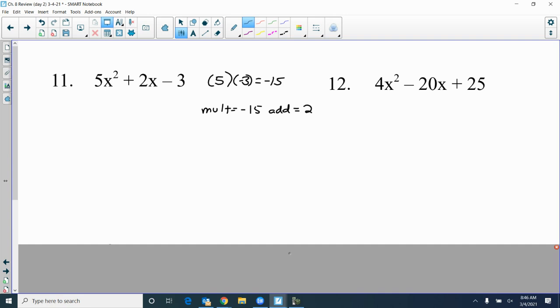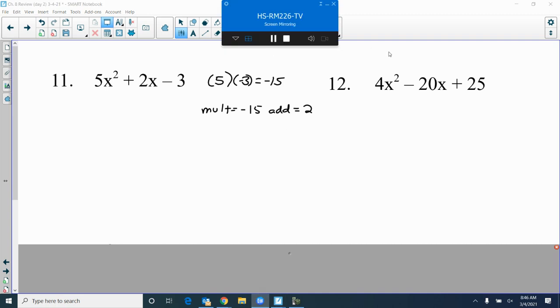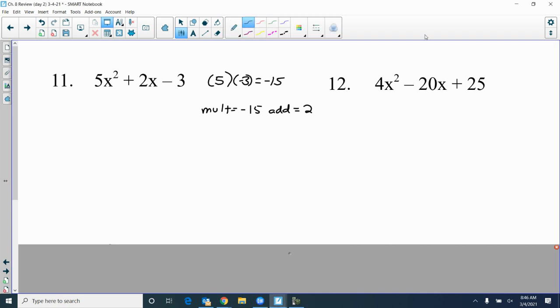Now, you figure out what adds to 2 and multiplies to -15. What adds to 2 and multiplies to -15? And once you find those numbers, then you know it can be factored. If you can't find those numbers, then I would tell you to do a chart.